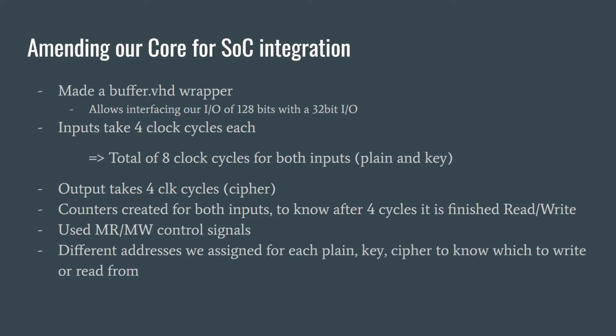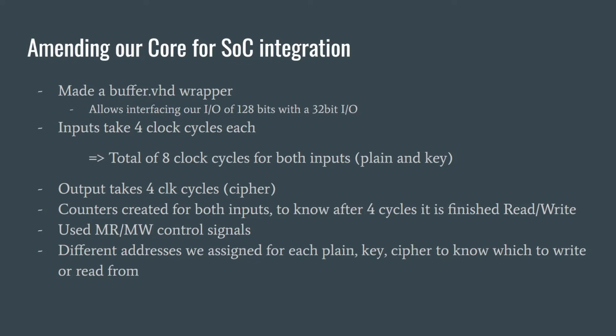So what our buffer basically does is break up our 128 bits into 4 chunks, so that it can interface properly with our 32-bit bus. And so you can see our inputs take 4 clock cycles each. And since we have 2 inputs, it will take a total of 8 clock cycles for both plain and key. And our output takes 4 clock cycles.